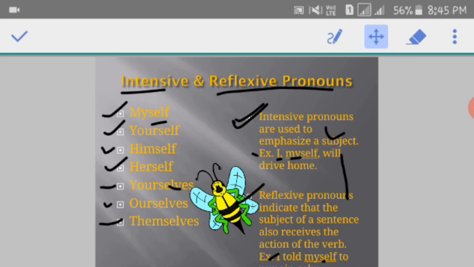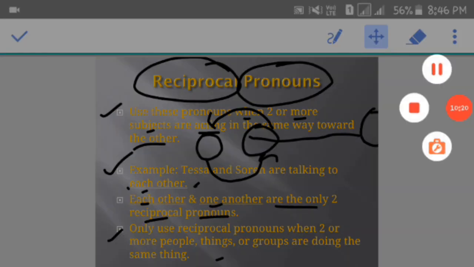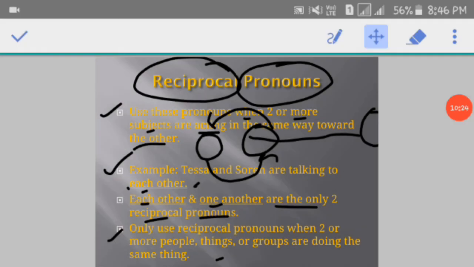Interrogative pronoun is used to ask a question. Next, intensive or reflexive pronoun, both are the same. Intensive is used just to emphasize, and reflexive is used when we are the subject and object both. Then the reciprocal pronoun, the last one. When two people are acting in the same way, or doing the same thing, then we use it. And in English only two reciprocal pronouns are there: one another and each other.